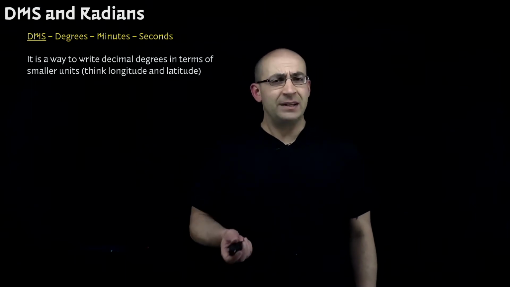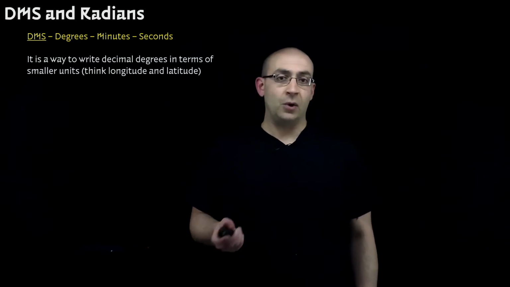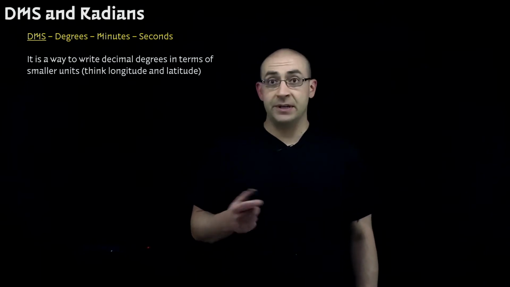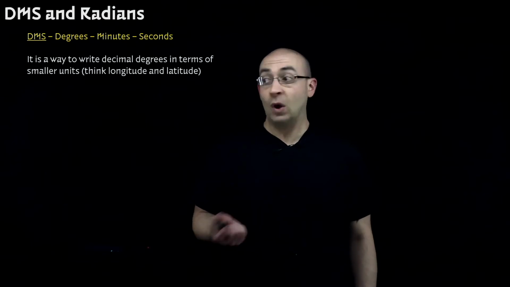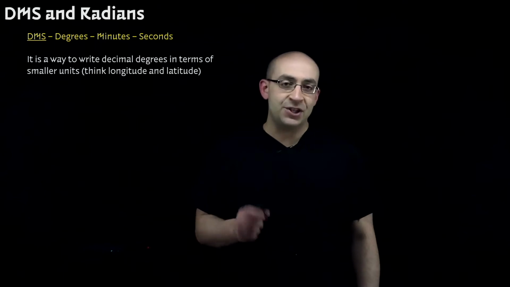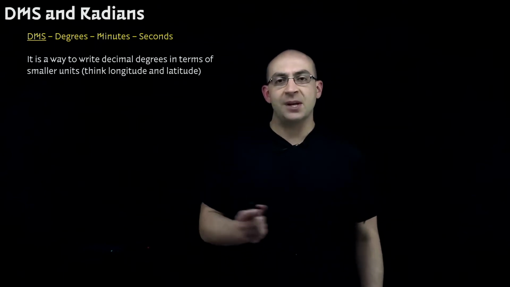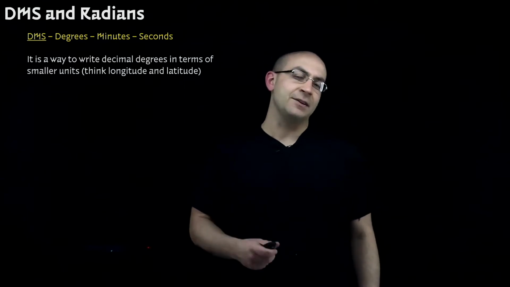In terms of units, think about latitude and longitude on a globe. DMS, degrees, minutes, and seconds, helps us measure where you are on the planet. It's also a way for us to use dimensional analysis, a fancy word for unit conversion, to go from something that we understand to something that we might not understand so much.